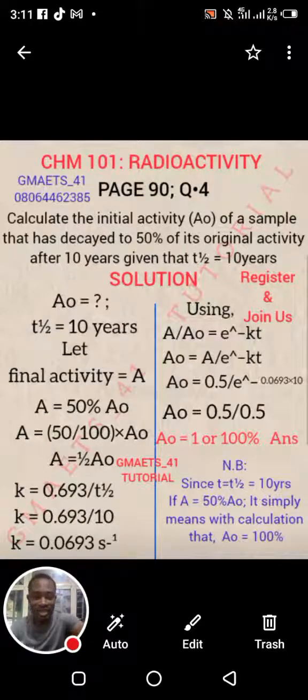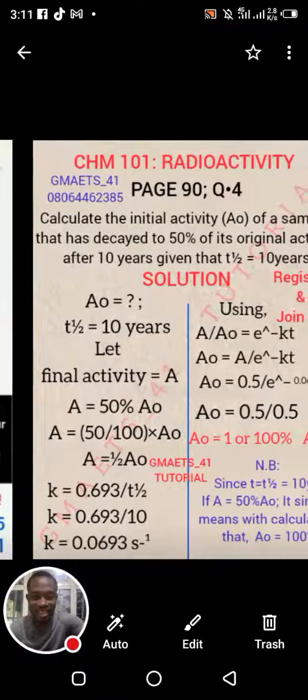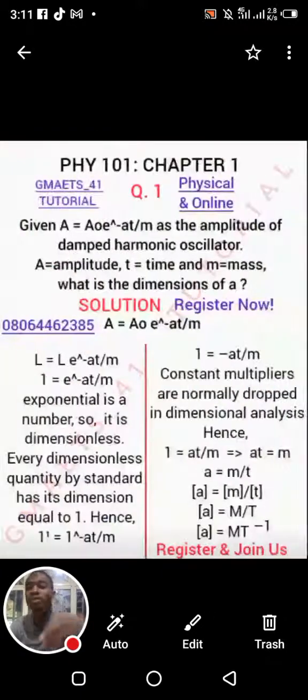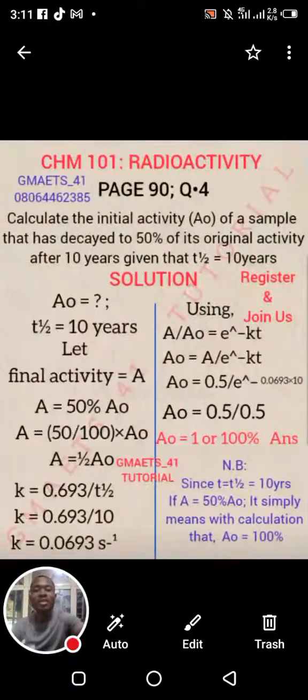Now we are told that we should calculate the initial activity of a sample that has decayed to 50%. Now, if 50% decays, the idea is that 50% will be left. Are you getting me right? Without solving anything, if I know the original mass of that substance, all I have to do is take 50% of it, and you get the final activity. Are you getting me right?